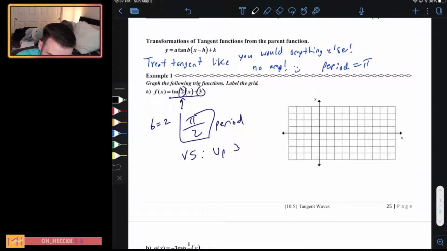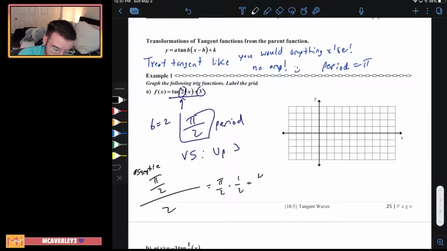So without being too scientific, we just know that if the period is happening sooner, then so is the asymptote, right? So where the asymptote occurred at pi over 2 before, it's now going to occur at pi over 4. It's going to happen twice as quickly. So when I do pi over 2 divided by 2, I'm going to get pi times a half, which is pi over 4. Half of pi over 2 is a fourth of pi.